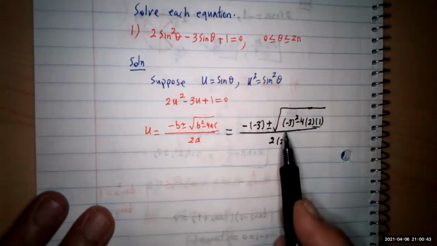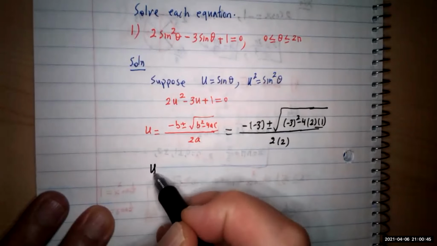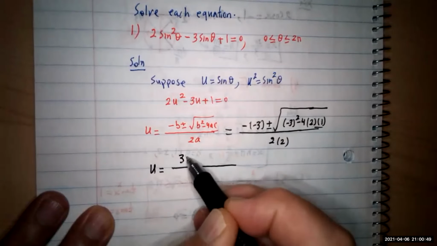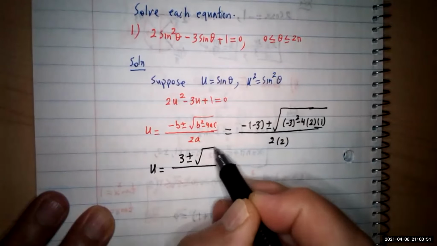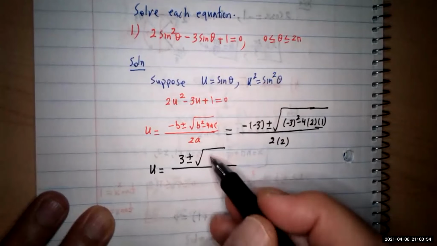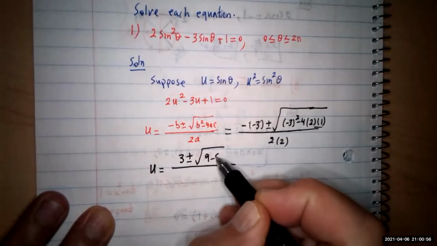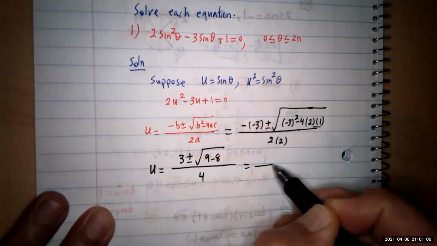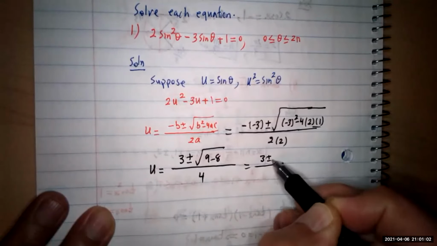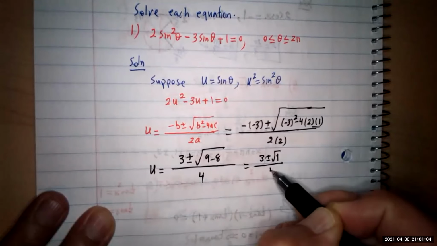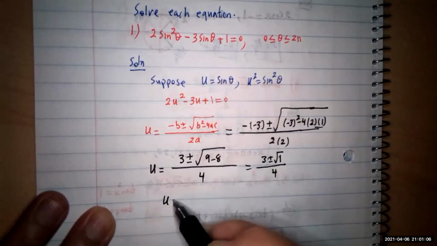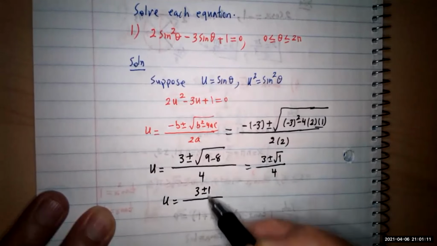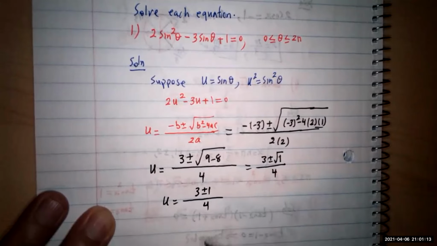Okay, you continue and simplify it. So your u is going to be what? This is going to be a positive 3 plus or minus the square root of 9 minus 8, and 4. So that gives you 3 plus or minus radical 1 over 4. The radical 1 is 1. So you would have 3 plus or minus 1 divided by 4.